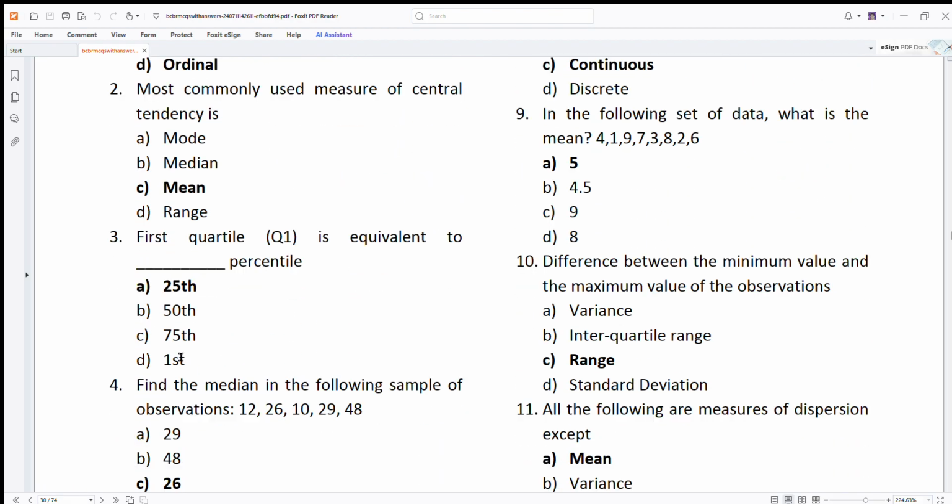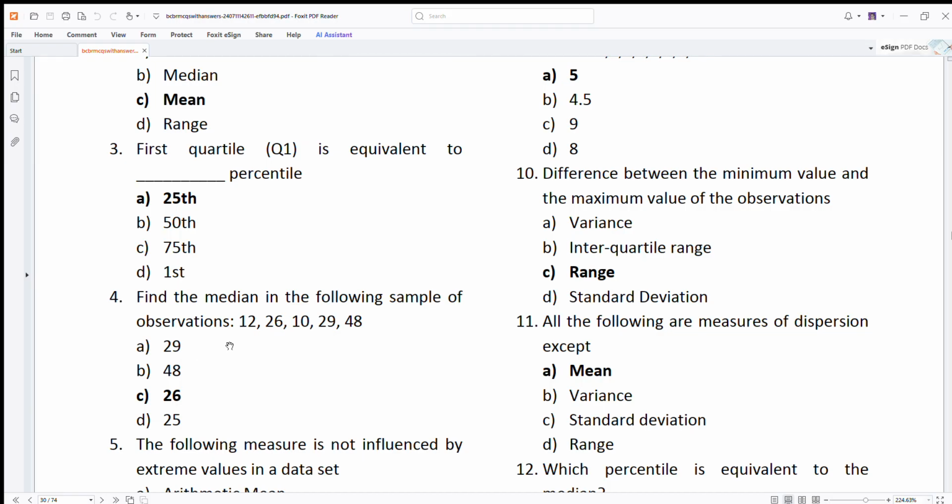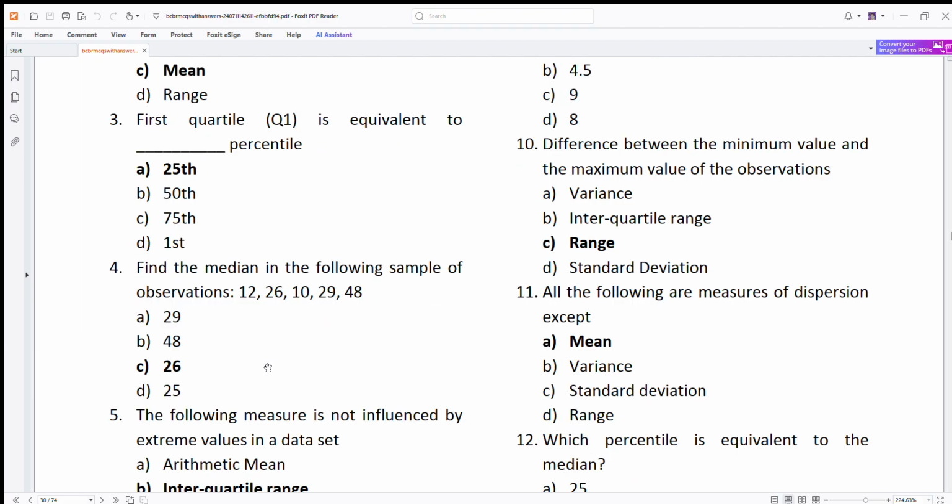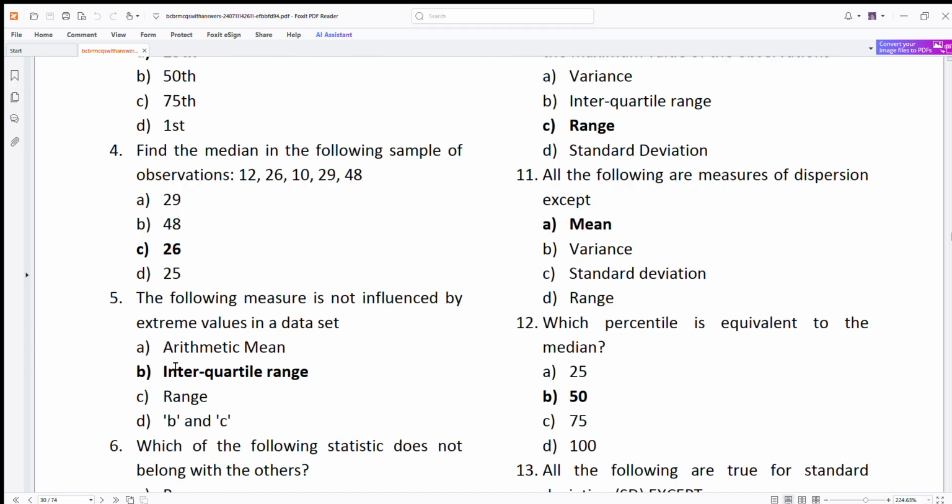First quartile, 25th, median, 26. This you can calculate. You can add all of them. 12 plus 26. Okay. Median in the following sample of observations. Which of the following measures is not influenced by extreme values in a data set? Interquartile range. That is why we use it.